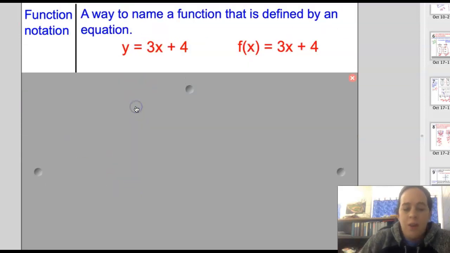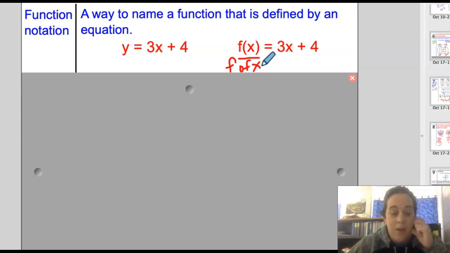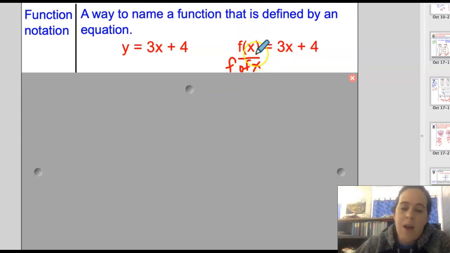So function notation looks like this. It's just a way to name an equation. And we're going to work a lot with equations this year, starting in chapter 3. So really, the rest of the year, we're going to call equations y equals. But function notation just starts with this. It's called f of x, and it doesn't mean f times x. In this section only, when you see the f and the x pushed together, we're talking about functions.